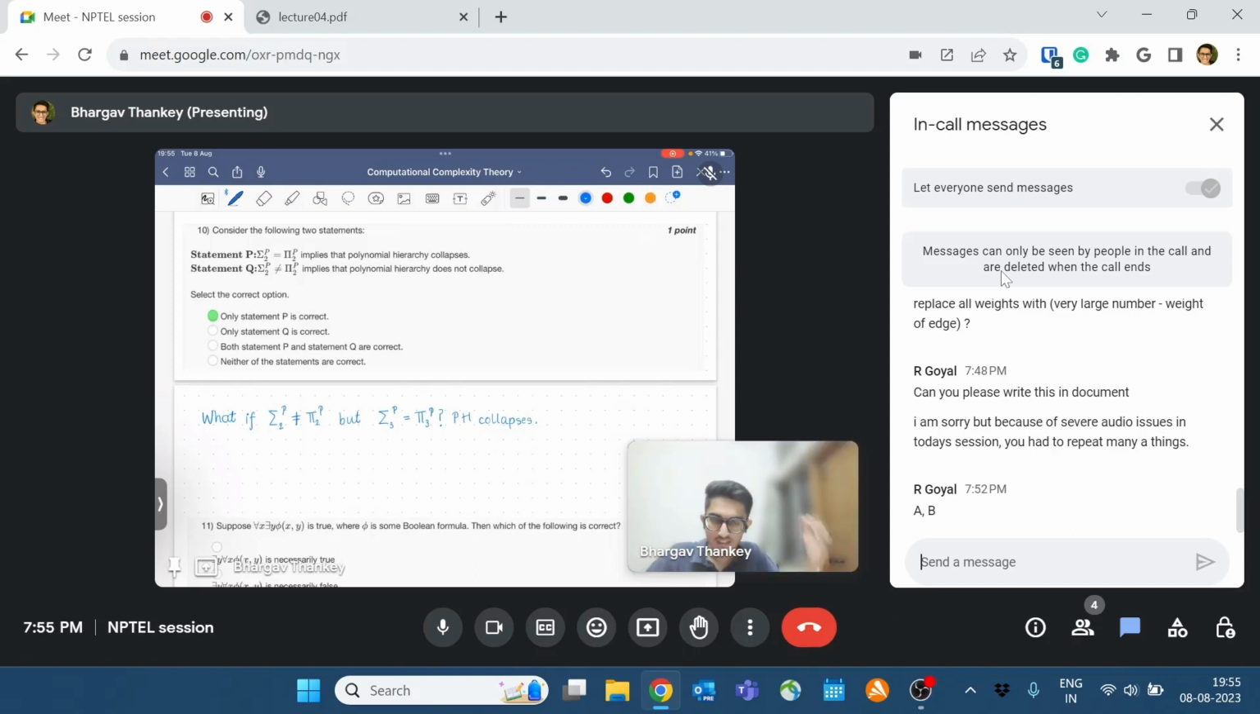Yes. In fact, statement Q is not true. Why? Because of this word "implies."